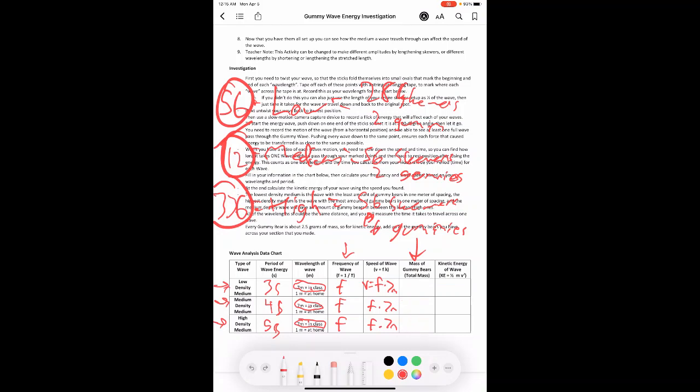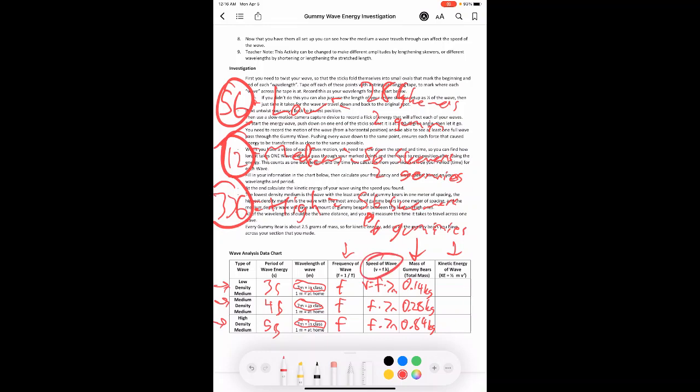So the mass of the gummy bears that we had for the waves on here, and again, you'll have to count it up on your own if you did your own wave and you're not using the data from this one, but we had 0.14 kilograms here, 0.28 kilograms here, and 0.84 kilograms here for the high density medium. And ultimately, that's how we can calculate our kinetic energy.